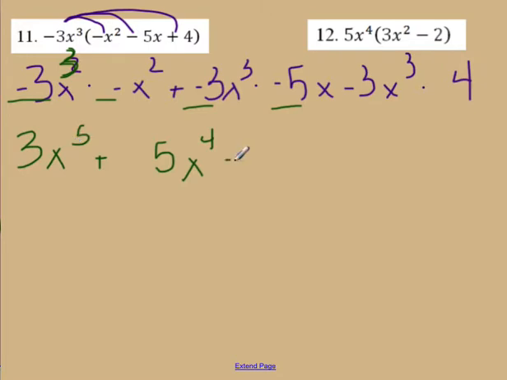Last but not least, for our last term, negative 3 times 4 is a negative 12, and then we'll keep the x cubed the same. So right now I have 3x to the fifth plus 5x to the fourth minus 12x cubed. None of those can be combined together because they don't have the same exponents. So that's your final answer in standard form.